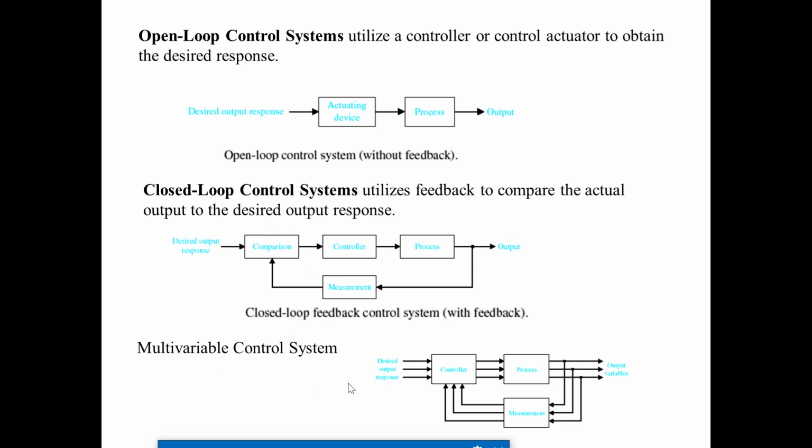Here multivariable control systems are there. That is, many signals can be sent at a single stretch. Desired output response, controller, process, and output variables. All these different signals will be having different outputs. So the individual feedback signals from the different outputs will be given to measurement, and again individual signals will be sent to the comparators. So the multiple we are going to call a multivariable control system. That is not there for your syllabus, but just for your understanding purpose I have defined it.